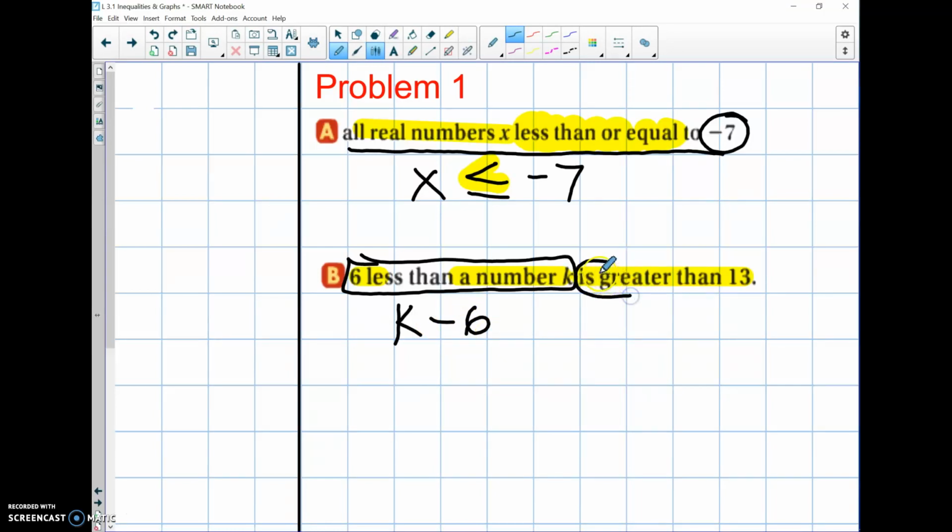The word "is" is the key to finding where the inequality symbol is going to go. This says "is greater than" 13. So the first type of problem you'll see on the assignment, you'll take words like this and you'll write them as an inequality.